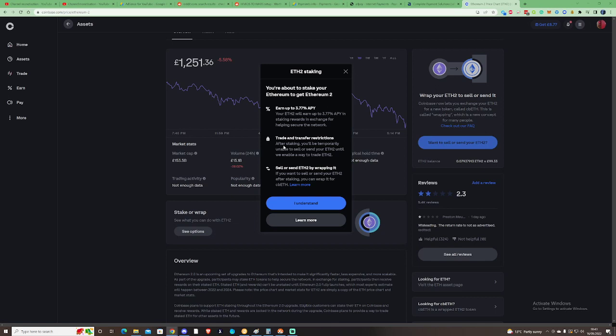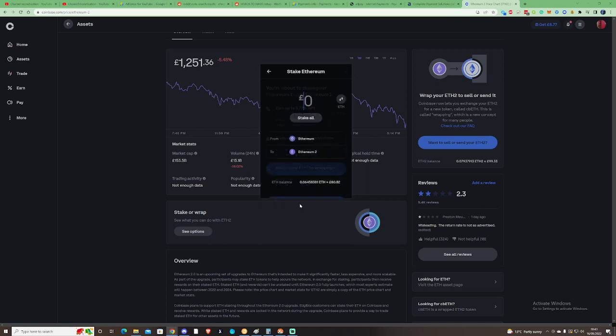So after you do stake this ETH, you'll be temporarily unable to sell or send your ETH2 until we enable a way to trade ETH2, which they currently have at the moment, as I mentioned, with the ETH and wrapping, the current token that they have on there at the moment. Sell or send your ETH2: if you want to sell or send your ETH2 after staking, you can wrap it into ETH.